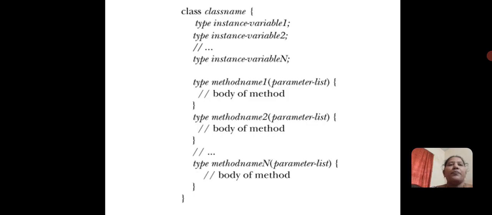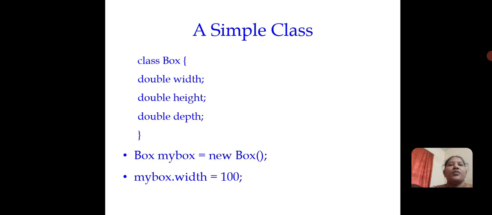Now we will see an example of that class. So the class keyword followed by the class name is Box. Within that, within the braces, you have to define all the member variables, the instance variables and instance methods inside that class Box. The data type of these three instance variables, width, height and depth, is double. So class Box has three instance variables, width, height and depth. This is how you define a simple class.